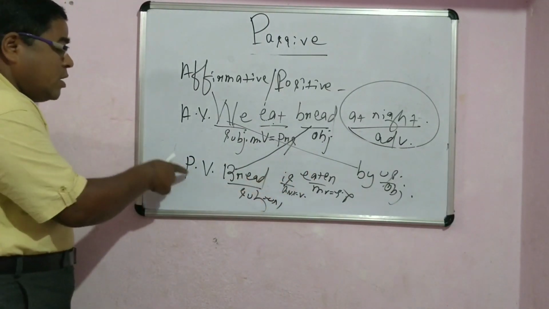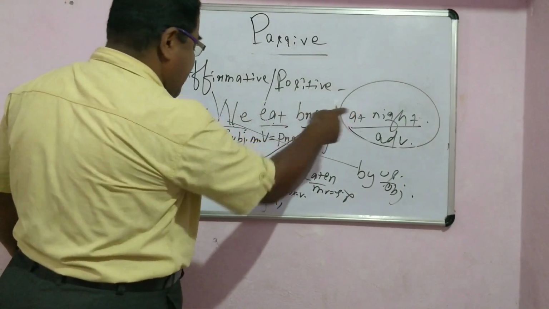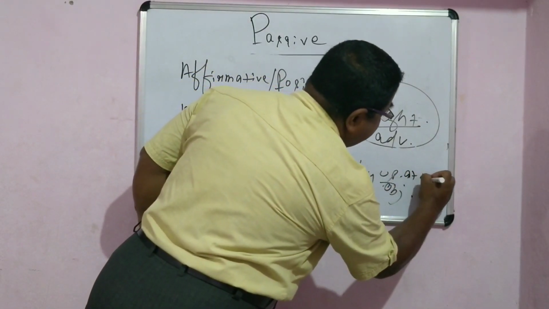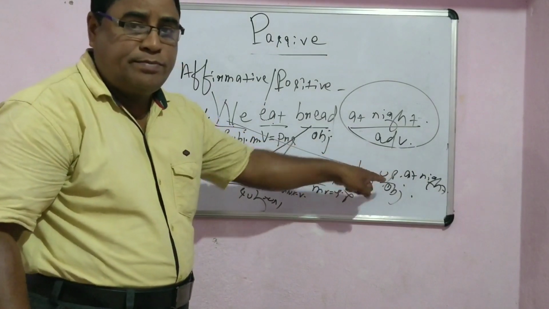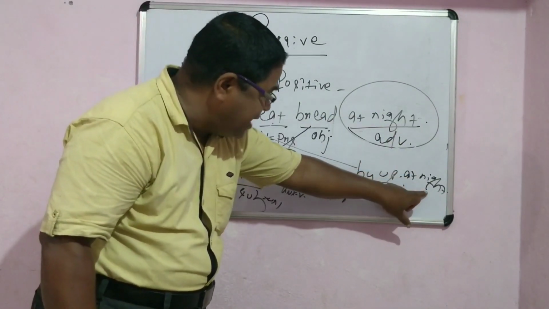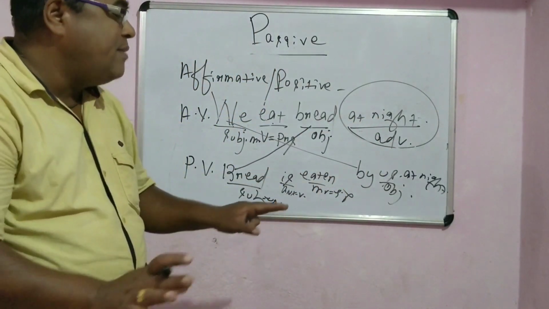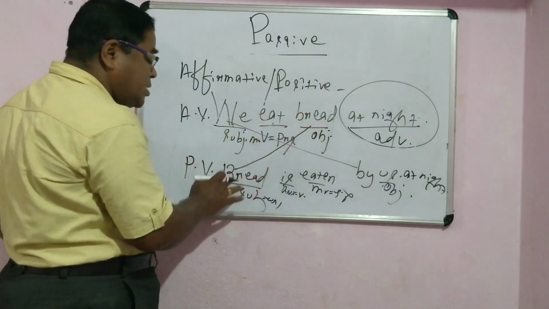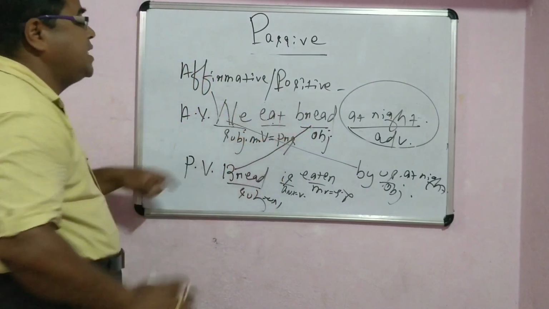So now we got the passive voice from this active one. In the active, we eat bread at night. In the passive, bread is eaten by us at night. You can also use at night before by us. There is no problem if you interchange at night and the last part; the sentence does not have any such importance for us. Our importance is particularly on object to subject, subject to object, and this particular present simple tense verb.